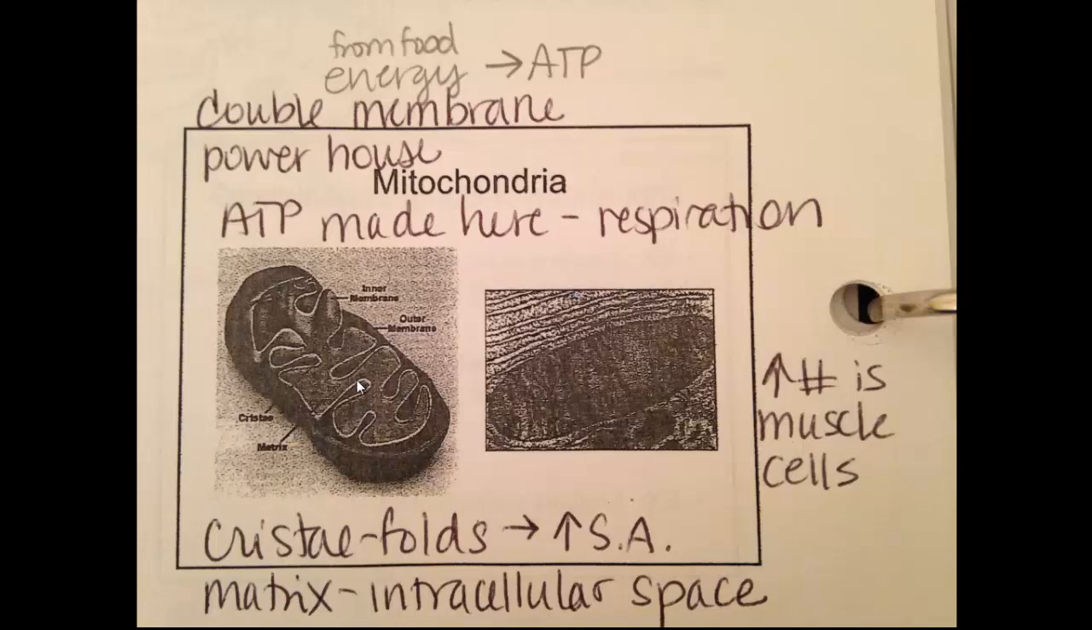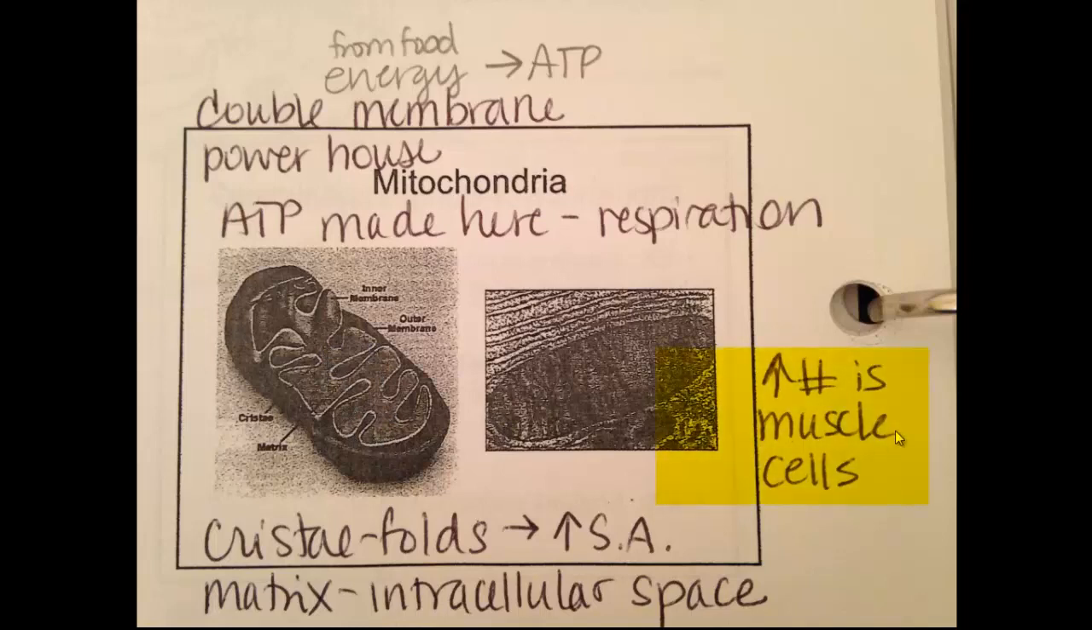It also has these little folds in here. If you look, this inner membrane has a whole bunch of folds. Those are called cristae. And again, anything that we have that's folding in on top of each other is going to increase our surface area. We increase our surface area, we have more room to complete cellular respiration. We also have this matrix, which is this intercellular space, and that's where the cellular respiration is going to occur.